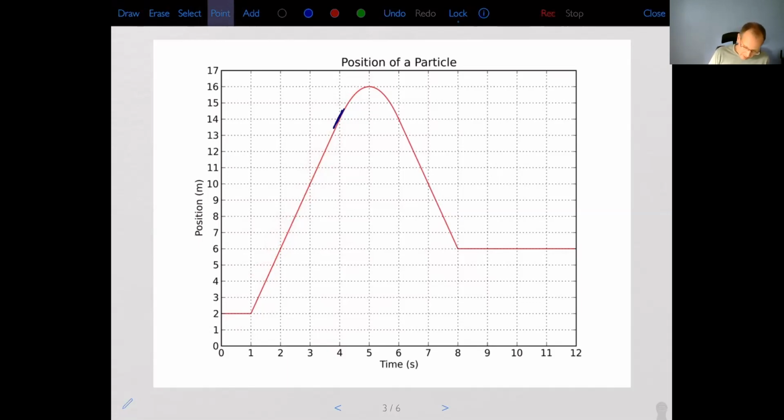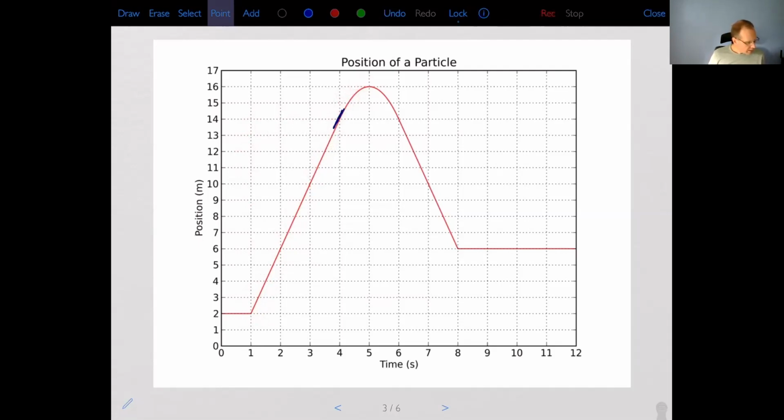Well, we can figure it out by looking at rise over run, right? If I go from this point to this point, so I'm going from 2 to 14, my rise is 12. And my run, I'm going from 1 to 4, right? So my run is 3. 12 divided by 3 is going to be 4 meters per second. So in fact, throughout the entire interval from 1 to 4, my velocity is 4 meters per second, and then it starts decreasing after that.